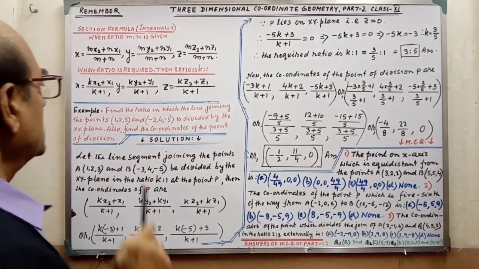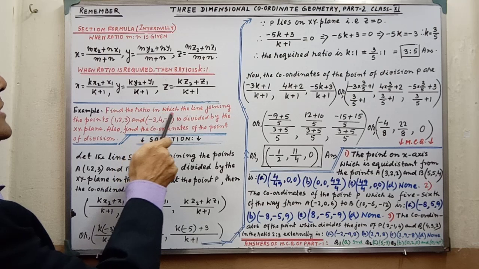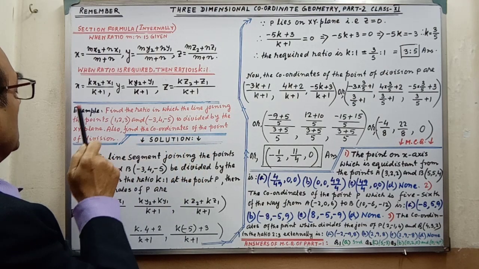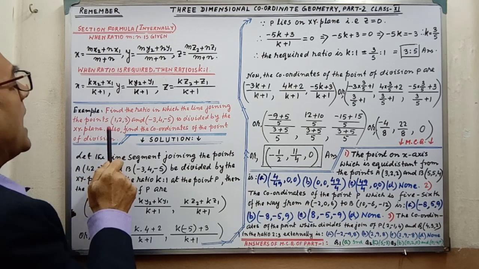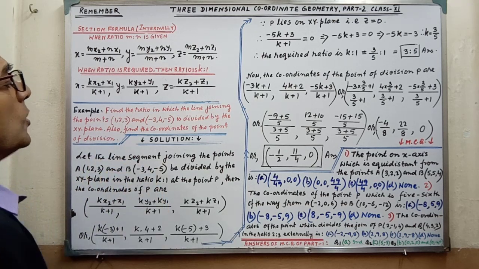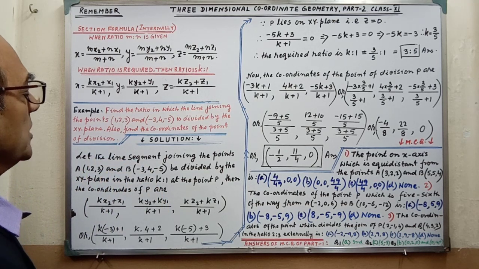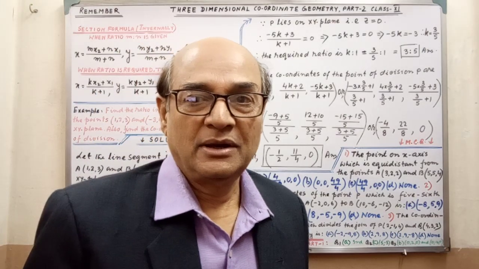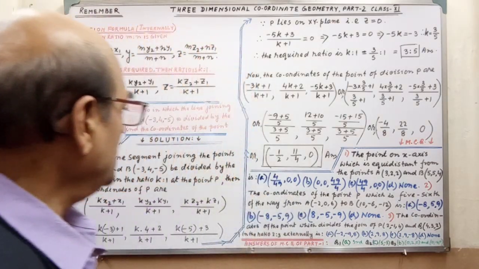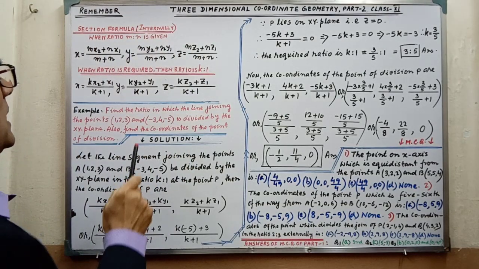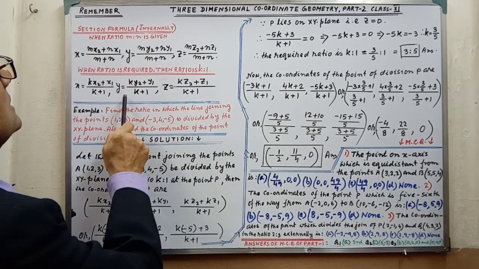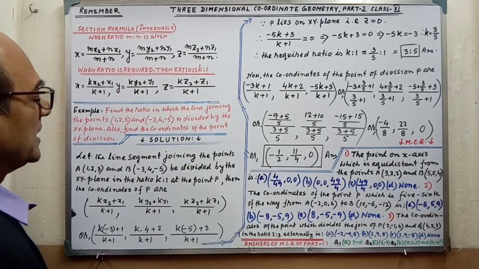On this the sum is given. Example: find the ratio in which the line joining the points this and this is divided by the xy plane, and also find the coordinates of the point of division. Here two things are required: first the ratio, then the coordinates of the point. First we have to find out the ratio. This is why we have to apply this formula.